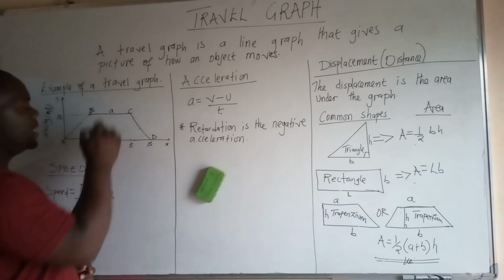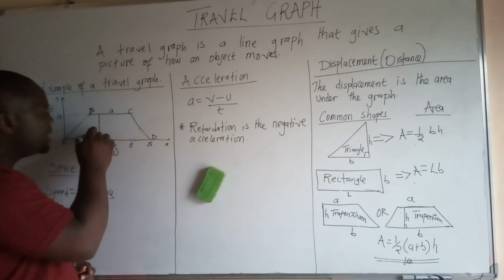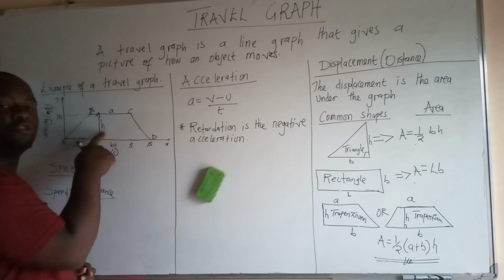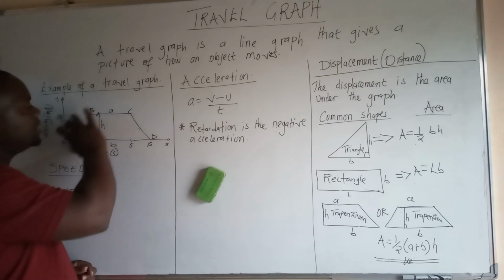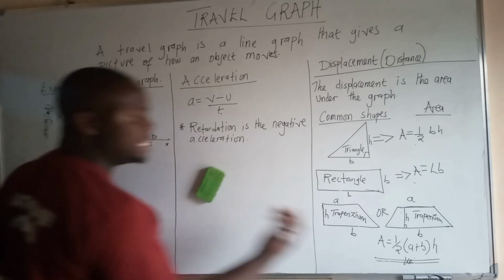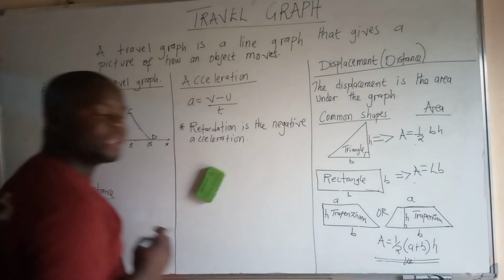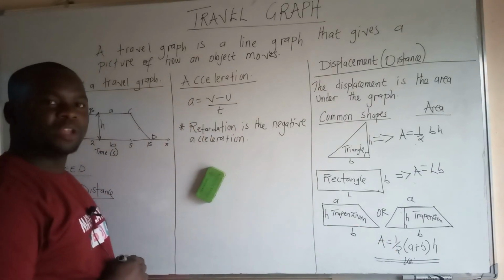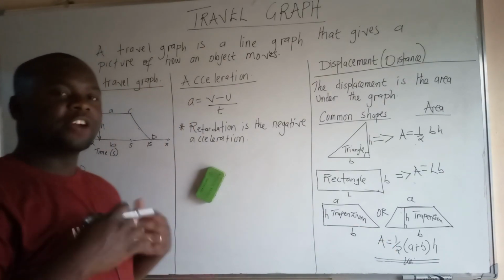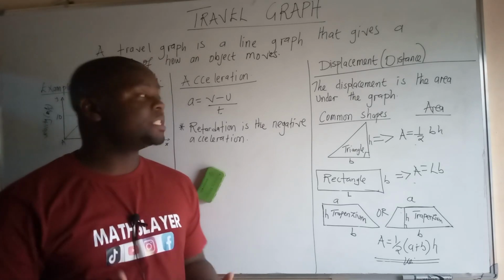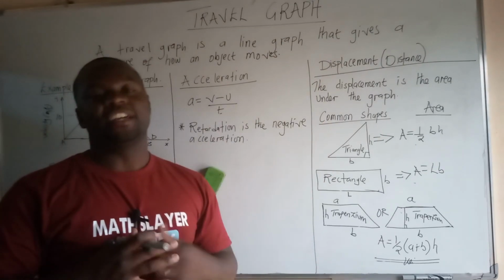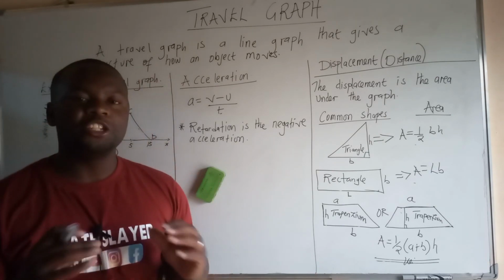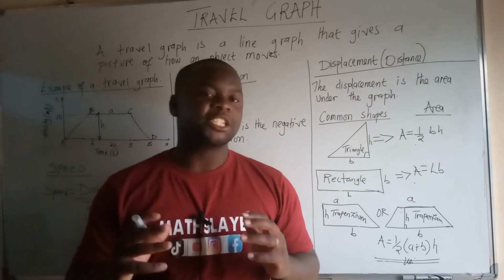So this is A, this is B. The difference in length between A and B is what we are referring to as the height. So this is also a trapezium, meaning that we are talking about this shape here. We can use the same formula to calculate the area. What you need to know is that as you are calculating the area, you are actually calculating the displacement or the distance. It is a very simple calculation that you need to enjoy as far as velocity-time graphs are concerned.